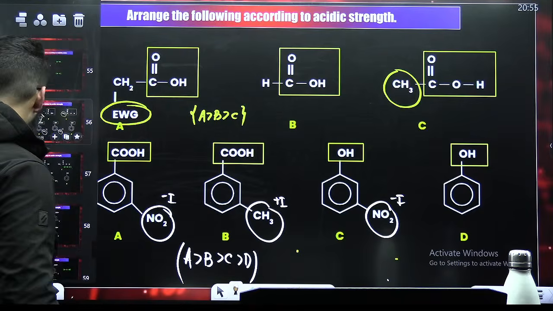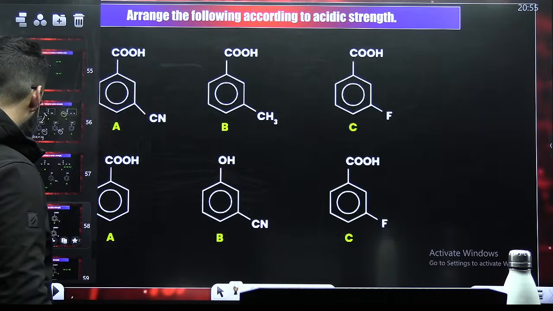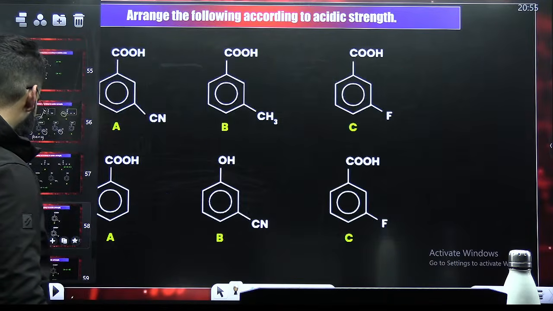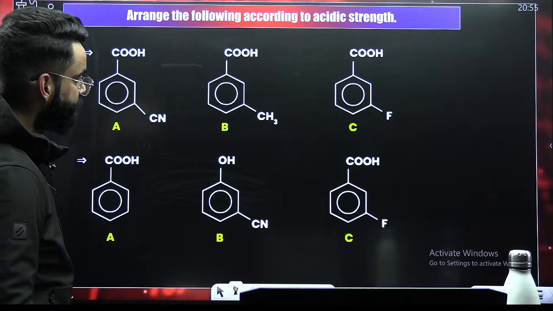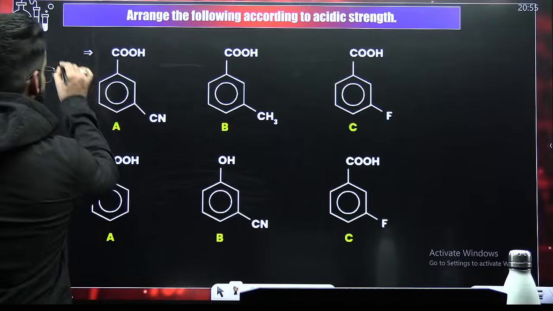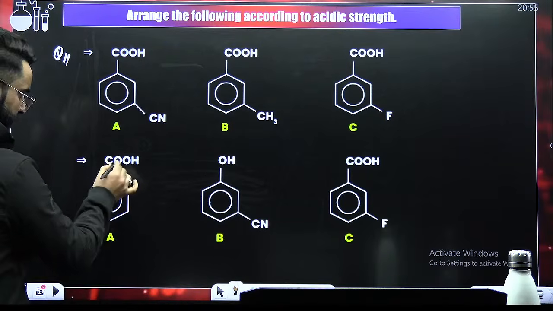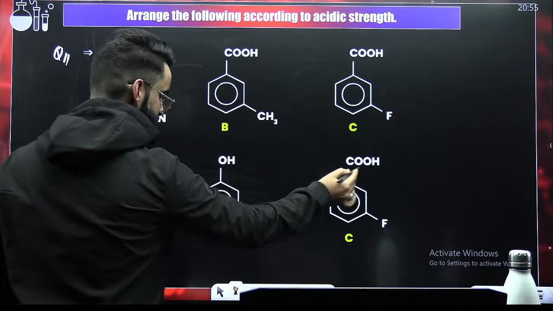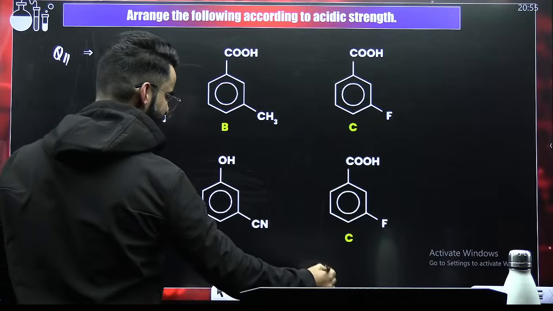All right. I believe all these questions you can do on your own. All these three are carboxylic acids, right? So arrange them on the basis of acidic strength. Now this is carboxylic, this is phenol, this is carboxylic. So this will be least acidic. So B will be least.